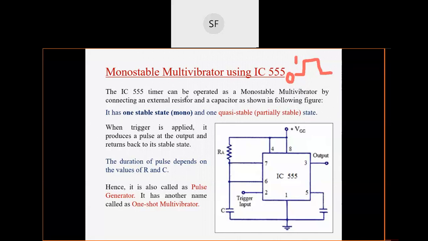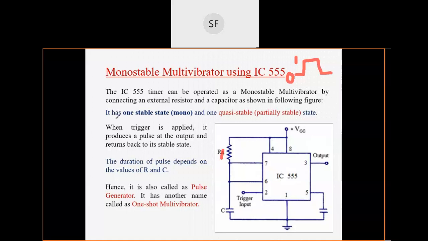So the IC555 timer can be operated as monostable multivibrator by connecting an external resistor. This is your external resistor, just read it as R only, and a capacitor. This is the C capacitor. By just adding two components and making the necessary circuit connections, you can use your IC555 as monostable multivibrator.